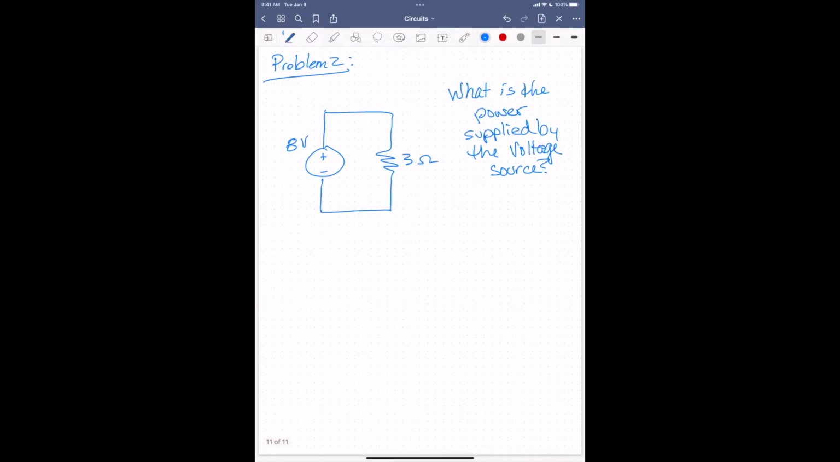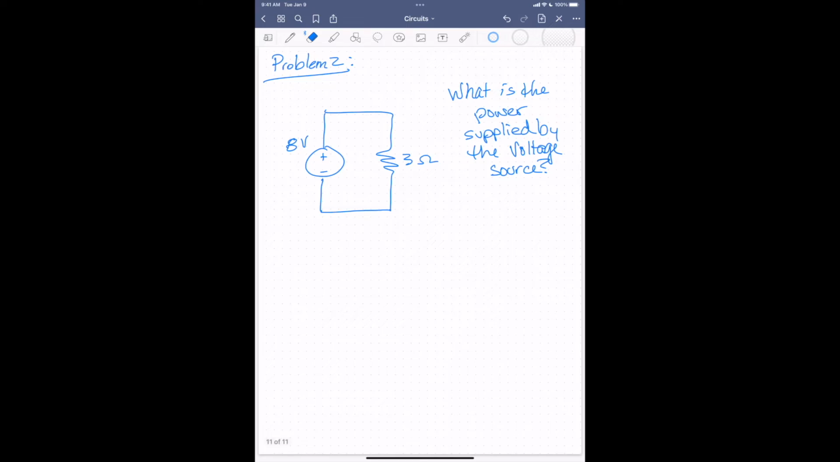Now let's consider a different question. Here's the same circuit with an 8 volt power supply and a 3 ohm resistor. And this time we're going to ask the question, what is the power supplied by the voltage source? So again, I recommend that you actually compute the power consumed by the voltage source.